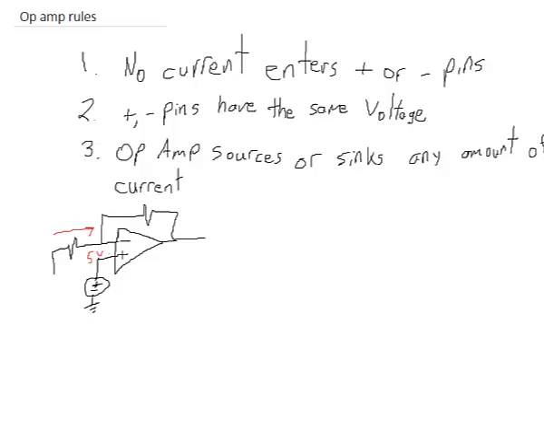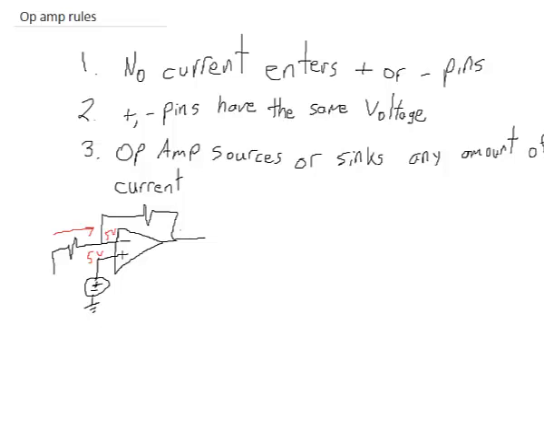The second rule is that the plus and the minus pins have the same voltage. This means that this example 5 volts right here is going to be 5 volts on here as well. You can treat both the plus and the minus pins as one node essentially, as far as voltage is concerned, not current.